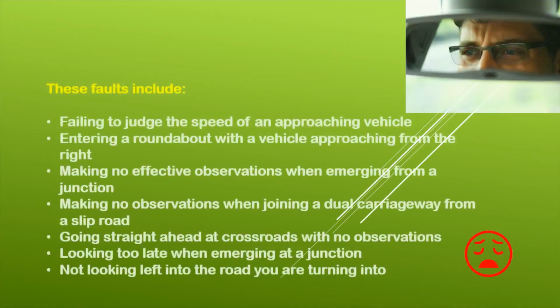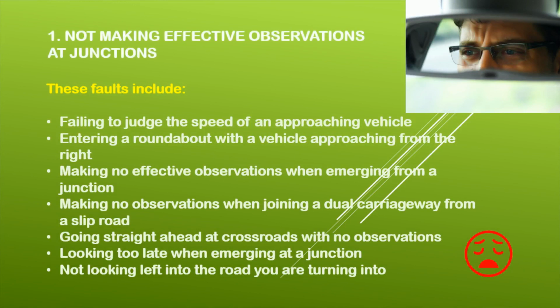The first most common driving test fault is not making effective observations at junctions. These faults include failing to judge the speed of an approaching vehicle, entering a roundabout with a vehicle approaching from the right, making no effective observations when emerging from a junction, making no observations when joining a dual carriageway from a slip road, going straight ahead at crossroads with no observations, looking too late when emerging at a junction, and not looking left into the road you are turning into.